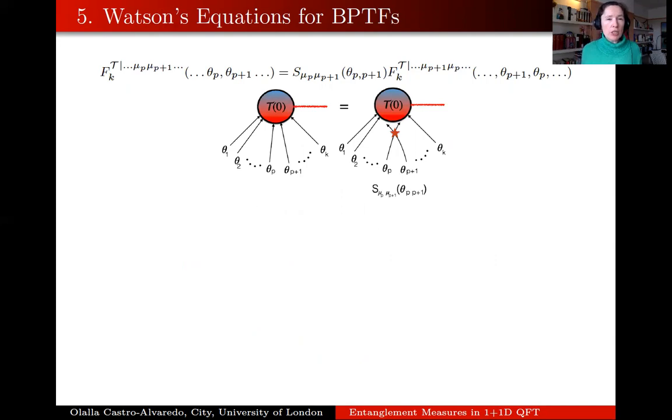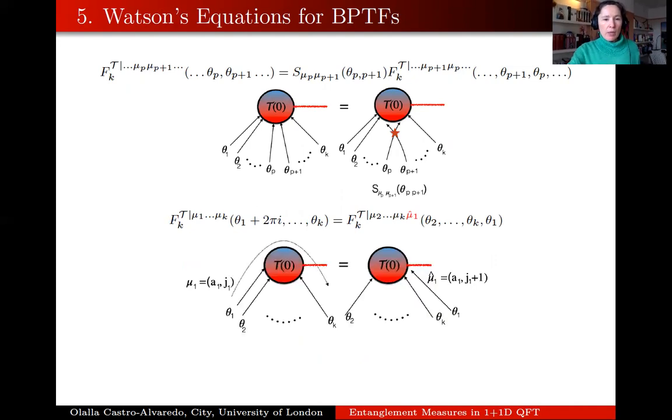So the situation is the same. We get a scattering matrix. But the second equation changes a little bit, because if we cross the branch cut now, we don't just get a simple phase. What we get is that this particle that was traveling around the operator, if it was in a certain copy j, is going to go to the next copy, j plus 1.